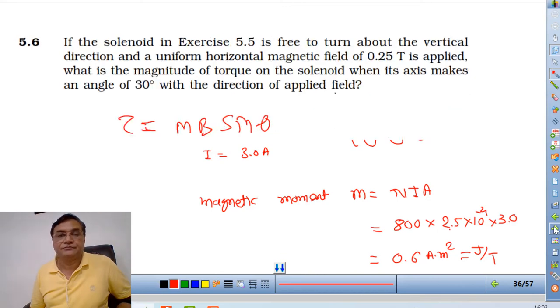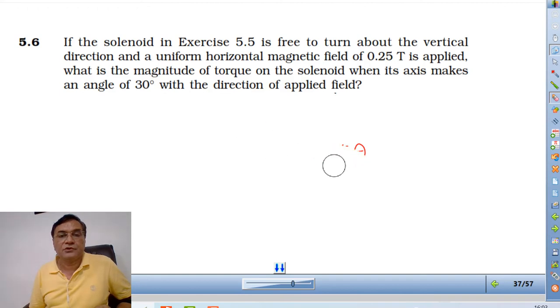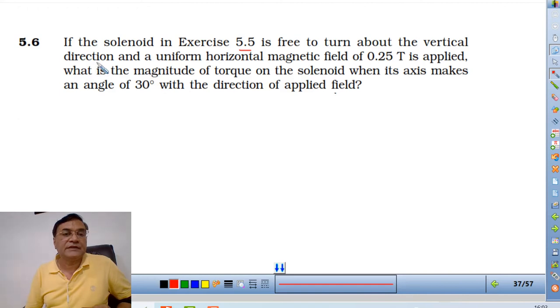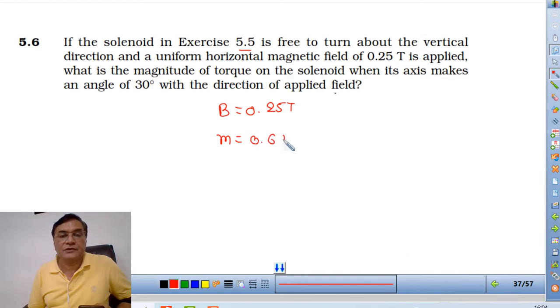Then next, you have again a solenoid, from the previous problem. It is free to turn about the vertical direction in a uniform horizontal magnetic field, so B is equal to 0.25 Tesla. The magnetic moment we have already calculated in the previous problem, 0.6 ampere into meter square. What is the magnitude of the torque on the solenoid when its axis makes an angle of 30 degree?